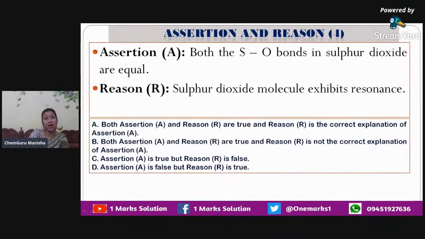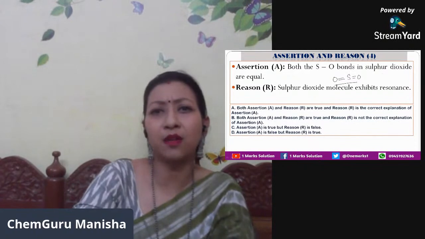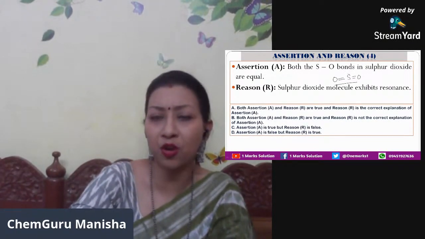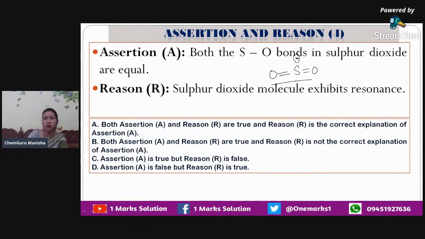The next assertion statement is: both the SO bonds in sulfur dioxide are equal. So you have sulfur, a double bond to oxygen, a double bond to oxygen, making sulfur dioxide. It says that both of them are equal, and that's absolutely correct, because it's similar to carbon dioxide. Yes, there is a lone pair of electrons on sulfur, so it will not be completely linear, it will be slightly bent, but yes, the bonds should be equal because both are double bonds. Now, the reason: sulfur dioxide molecule exhibits resonance. That is the statement.